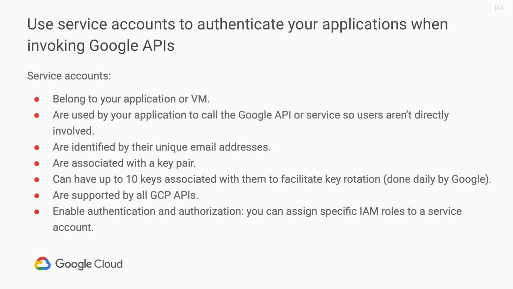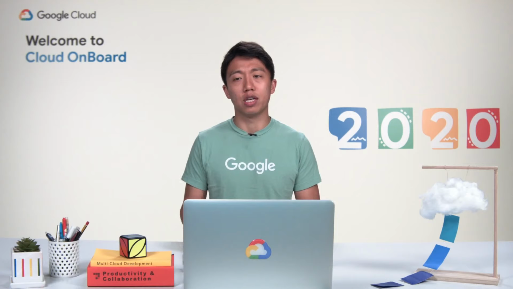But how does it work? It works by giving out keys. You can generate a pair of keys, and you can have up to 10 pairs of keys associated with this service account. To increase security, you can also use key rotation. You can choose to have the keys managed by Google, or you can do it yourself manually. When you have those keys in place, you can use them to enable authentication and authorization when you access the resource that you're trying to reach.